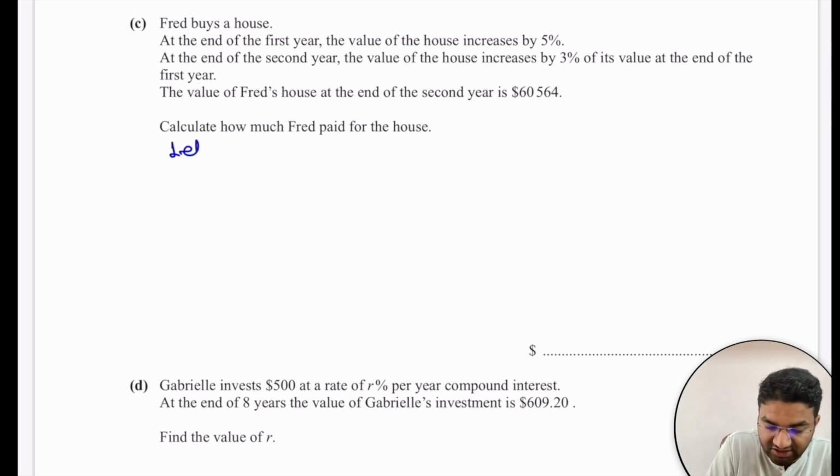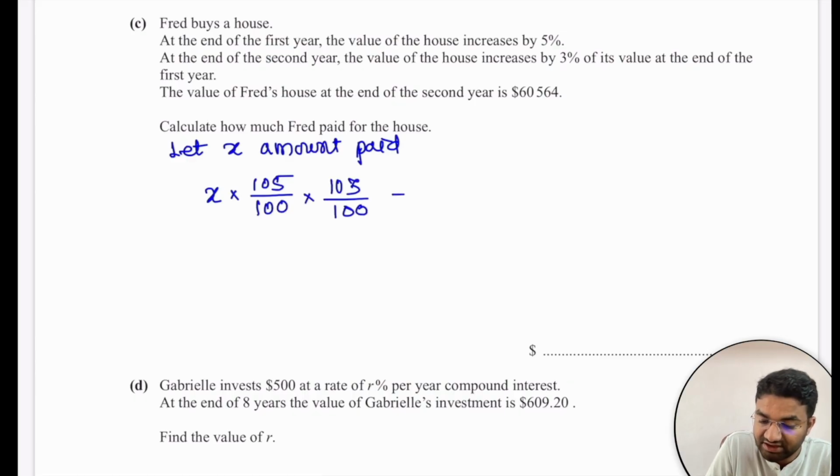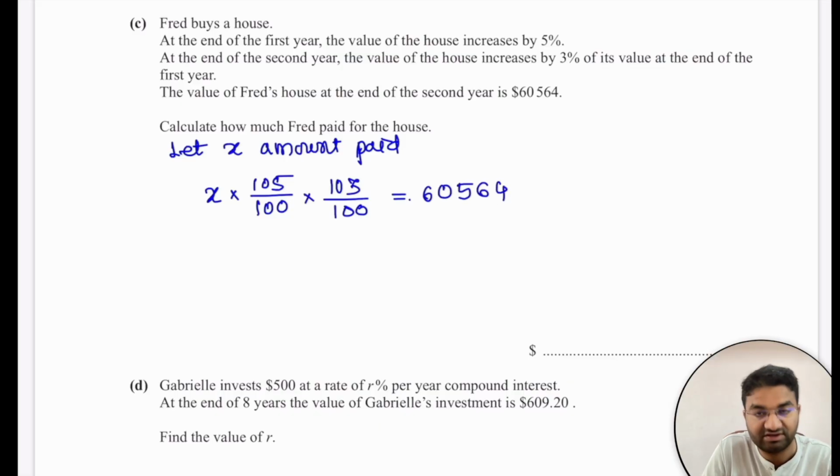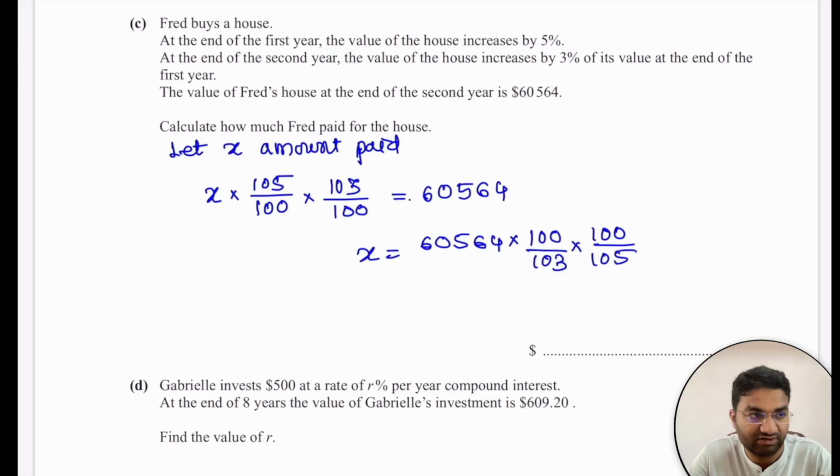Okay, so let's assume X amount he paid at the beginning, and this X amount is increased, meaning the house value increased 5%. So 105 over 100 times, the second year it increased to 103 over 100, and at the end of the 2 years its value is 60,564. You have to make this relation simple, and the X will be 60,564 times 100 by 103 times 100 divided by 105. That's it. And if you do all this simplification in your calculator, you will get straight away $56,000.